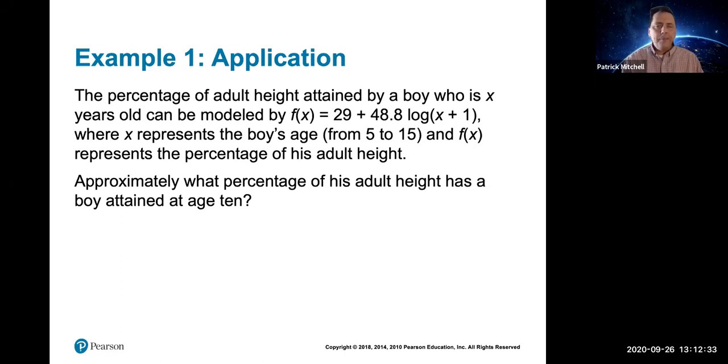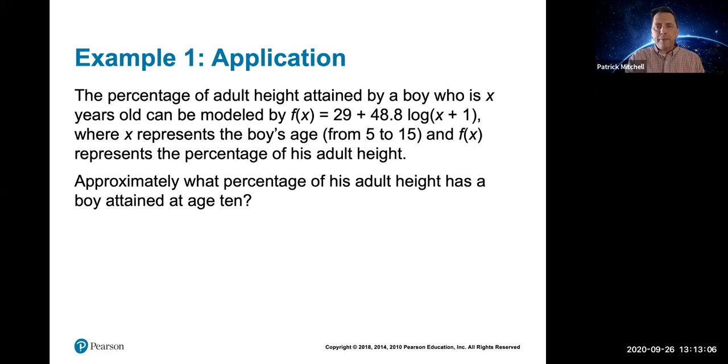as an adult. The percentage of adult height obtained by a boy who is X years old can be modeled by f of x equals 29 plus 48.8 times log of x plus 1, where x represents the boy's age from 5 to 15, and f of x represents the percentage of his adult height. So the question is, approximately what percentage of his adult height has a boy attained at age 10?